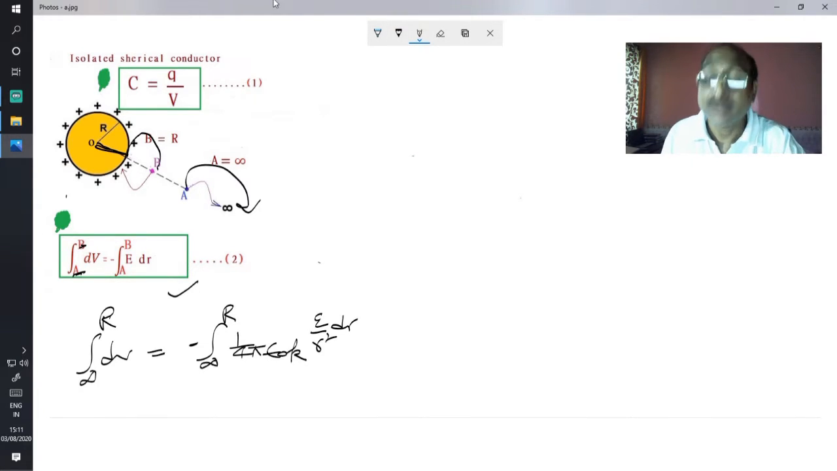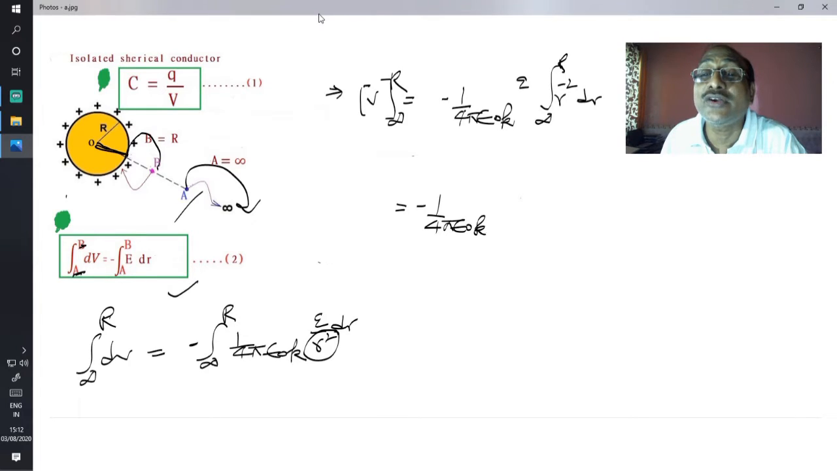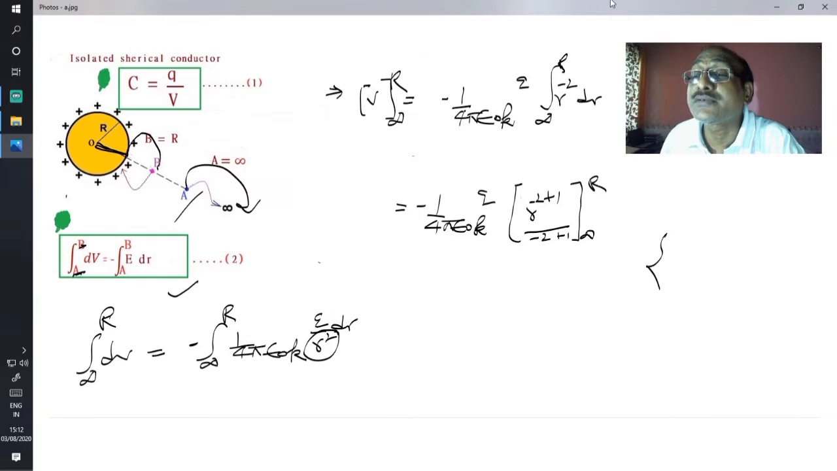Now the integration of dV will be V from infinity to capital R equals minus 1 upon 4 pi epsilon naught K Q, integral from infinity to capital R. You can rewrite R square from the denominator to the numerator, then it will be R raised to the power minus 2 dr. It will be minus 1 by 4 pi epsilon naught K Q, R raised to the power minus 2 plus 1 upon minus 2 plus 1, from infinity to capital R, because x raised to the power n dx equals x raised to the power n plus 1 upon n plus 1.